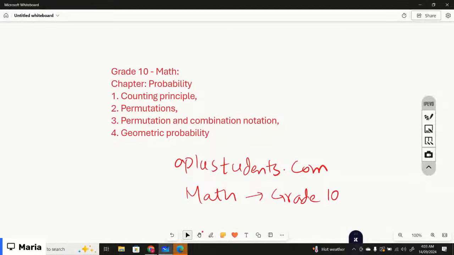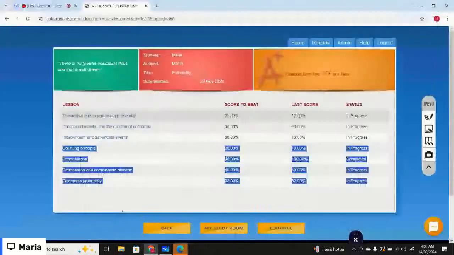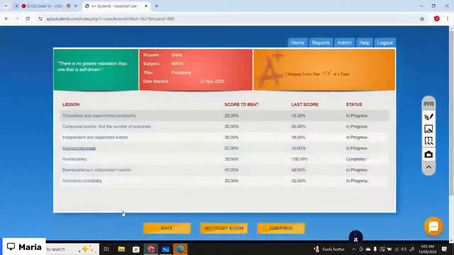So please make sure you have your notebook and pencil so that you can note down the important examples and definitions as well. So let's start with the chapter probability. The first lesson we're going to start with is counting principles.